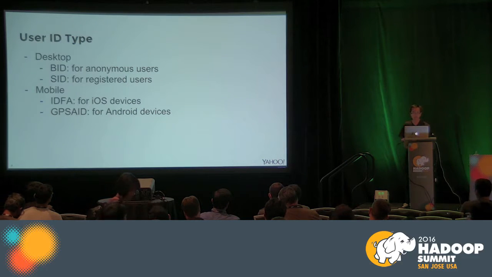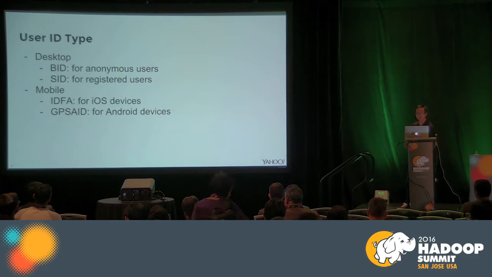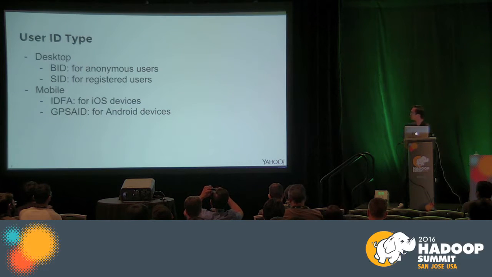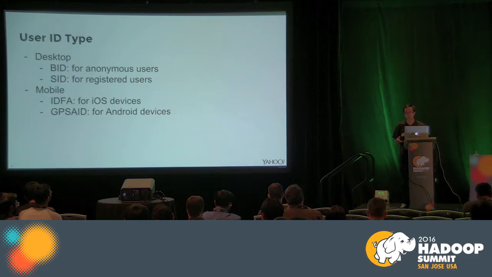So that's for desktop. For devices, right now we are mainly focusing on two types of devices. One is iOS, where we use the IDFA. That's kind of an industry standard. It's an identifier for advertisers defined by Apple. And another one is called GPS AID, the Google Play Services Advertising ID, which is for Android devices. So we use those IDs to identify the users behind the mobile devices. Okay, understanding this is important because Lou will be talking about one challenge we have in this project, which is a data skew problem. This has something to do with the user ID type.